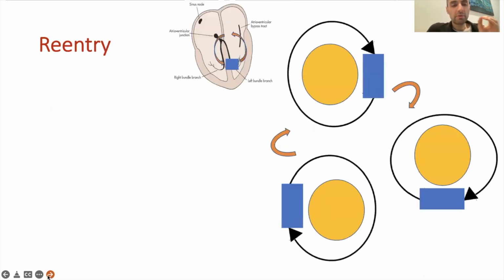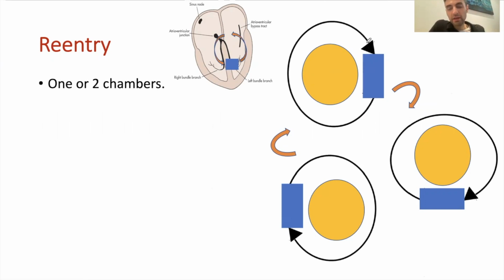So we said before that reentry is the most common SVT mechanism, and reentry is a circuit that might involve 1 or 2 chambers: atria only, or atria and ventricle, or ventricle only. So imagine you have a circuit here, with an advancing head and receding tail, and a piece of tissue that is non-conducting that the circuit is rotating around.